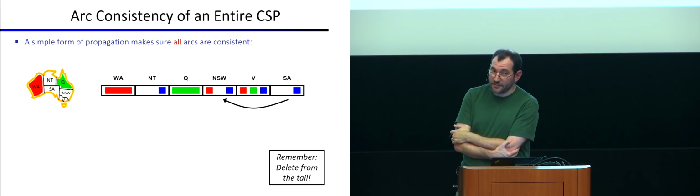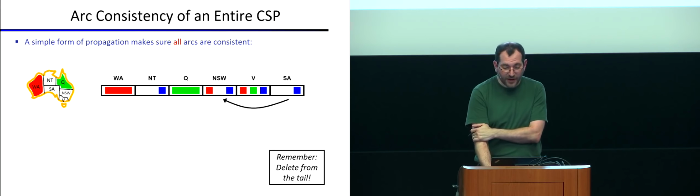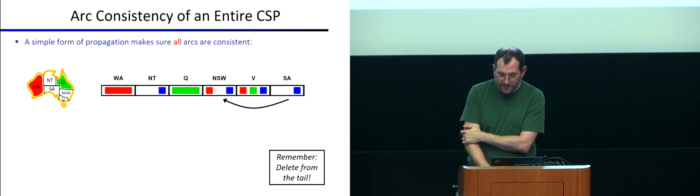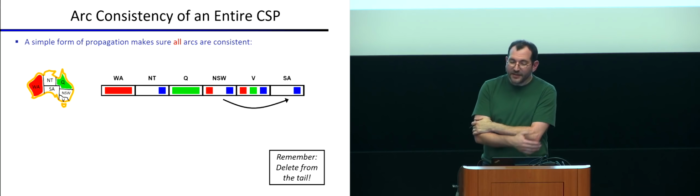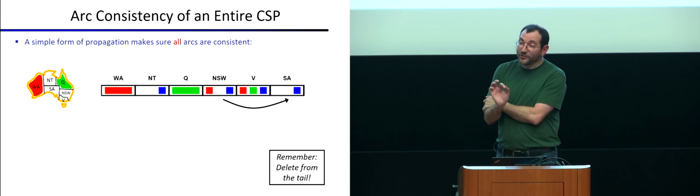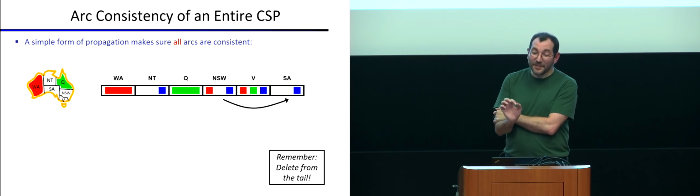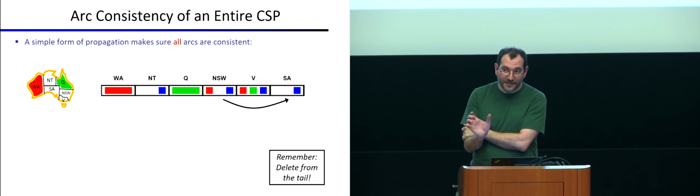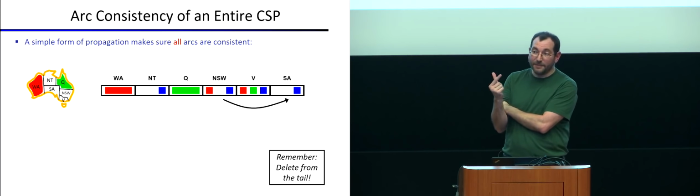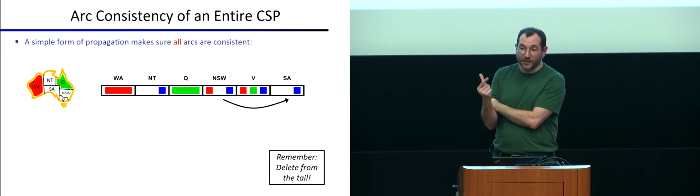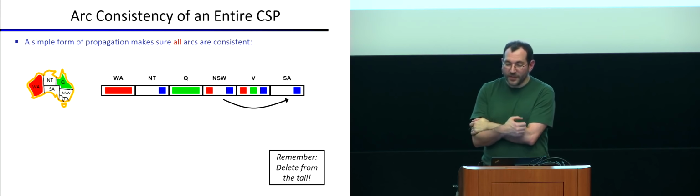Survey says yes. So I don't have to cross anything out. So far, this is pretty boring because I've checked a bunch of consistent arcs. But let's check the arc in the other direction. It's the same constraint that NSW and SA can't be the same, but head and tail have been flipped. It's important for understanding these algorithms. And so we need to check it again.